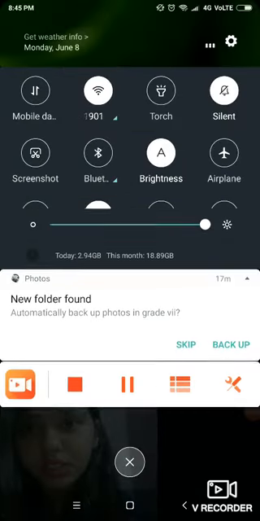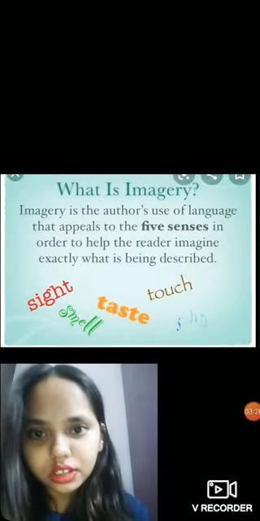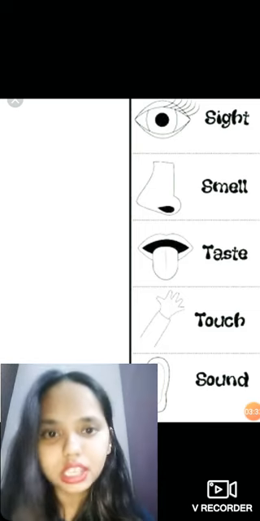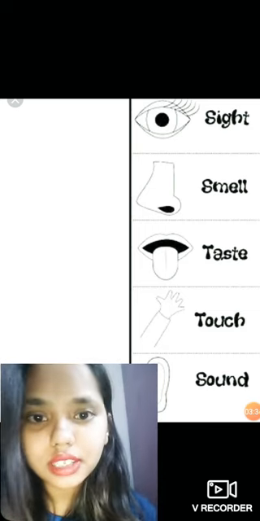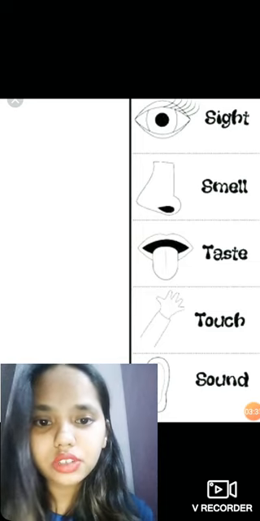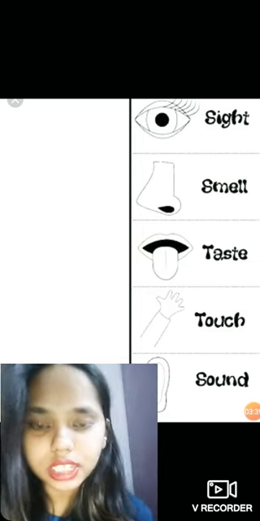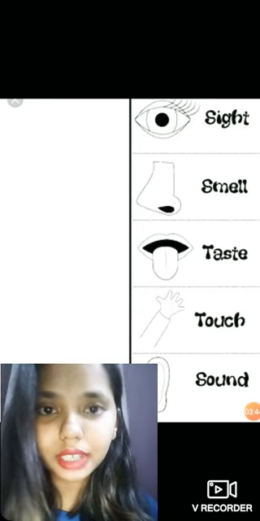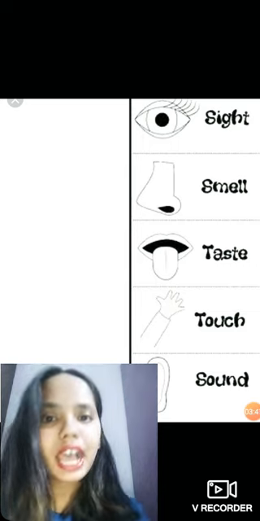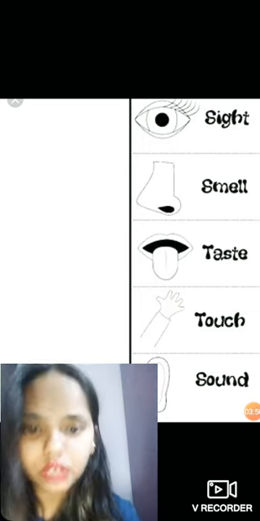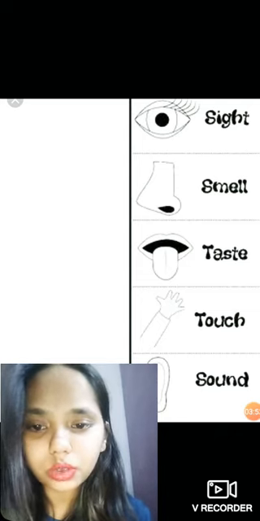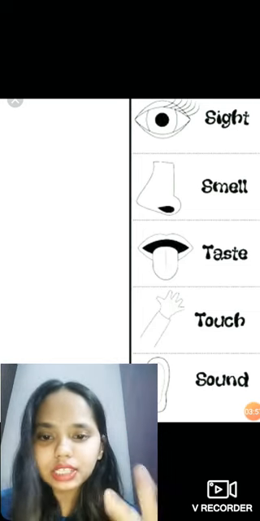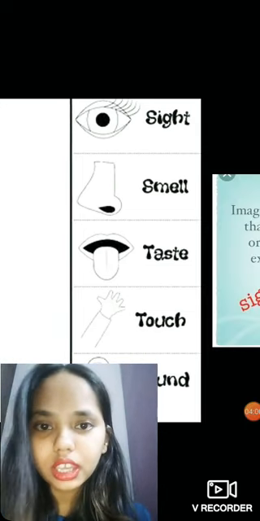Just a minute, students. I'll check whether I have other slides of imagery. Yes, here you have sight, smell, taste, touch, sound. Sound is auditory, touch is tactile, taste is taste, smell is olfactory as we say, and sight is visual imagery. Students, you'll just have the four basic imagery. I want you all to understand that in detail, right? Now we'll go further.